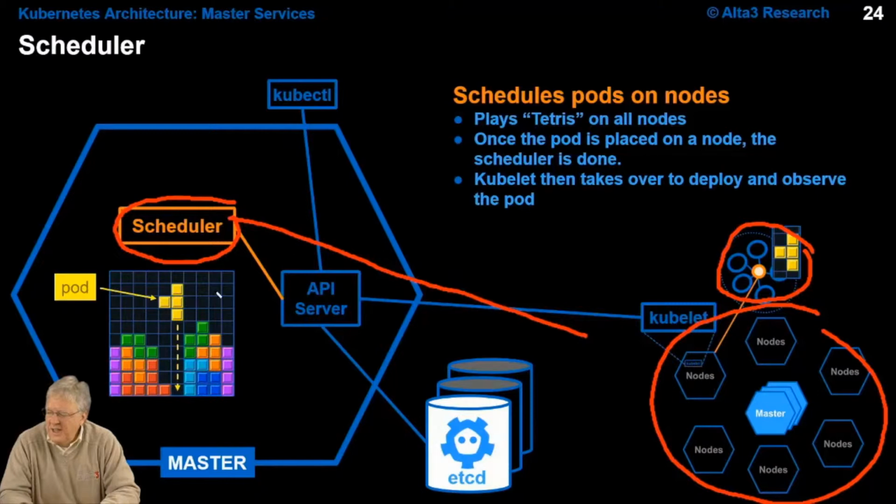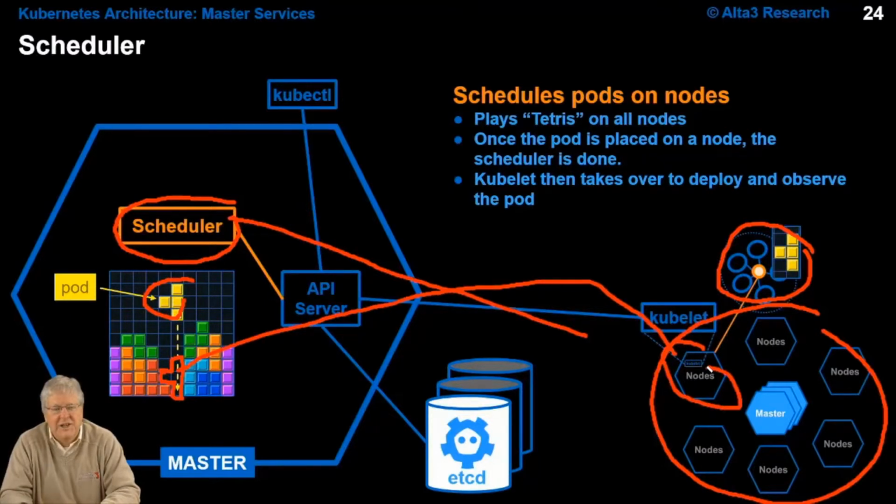It's like, here is a pod, and I want to launch this pod, and it looks to me like it would fit perfectly right here, and that means it makes sense to launch on this particular node. That's the role of the scheduler.